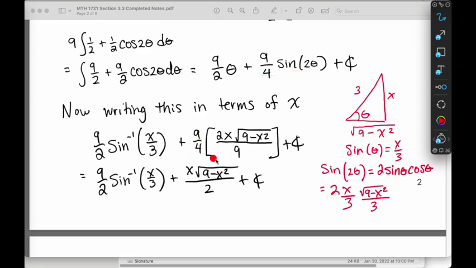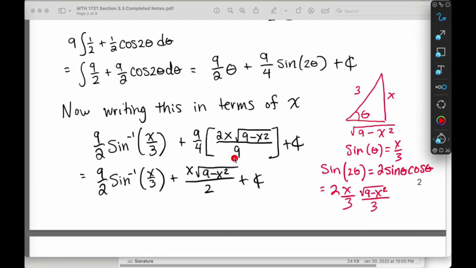Now I have this plus 9/4 sine 2 theta. So I have 9/4. And what I'm going to do is use the double angle formula for sine. The double angle formula for sine is 2 sine cosine. And then I'm going to use my triangle again to figure out what that is in terms of x. So here's my 2 from the formula. My sine is x over 3. That's this here. And then cosine is adjacent over hypotenuse, so it's this over this. So there's my cosine, here's my sine, here's my 2. So I'm going to go ahead and replace that in here.